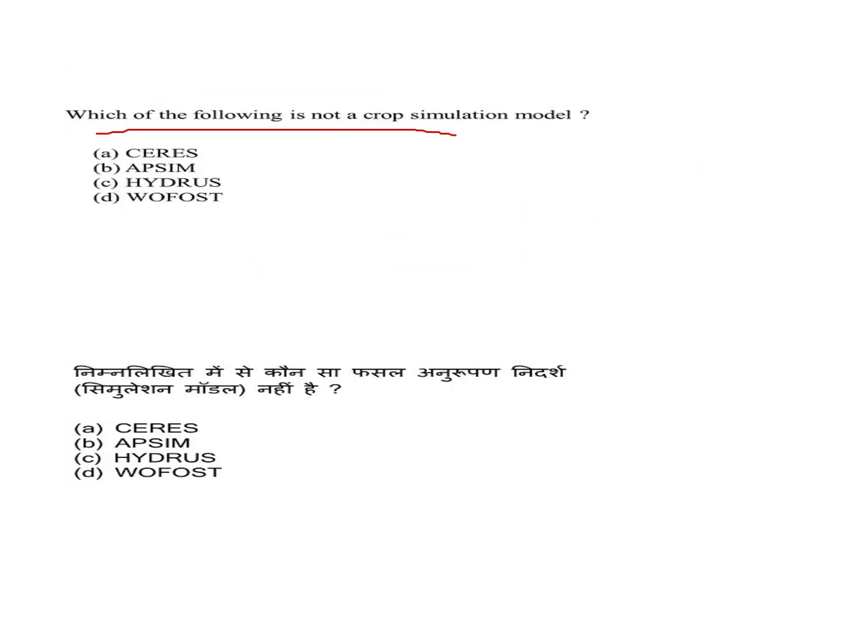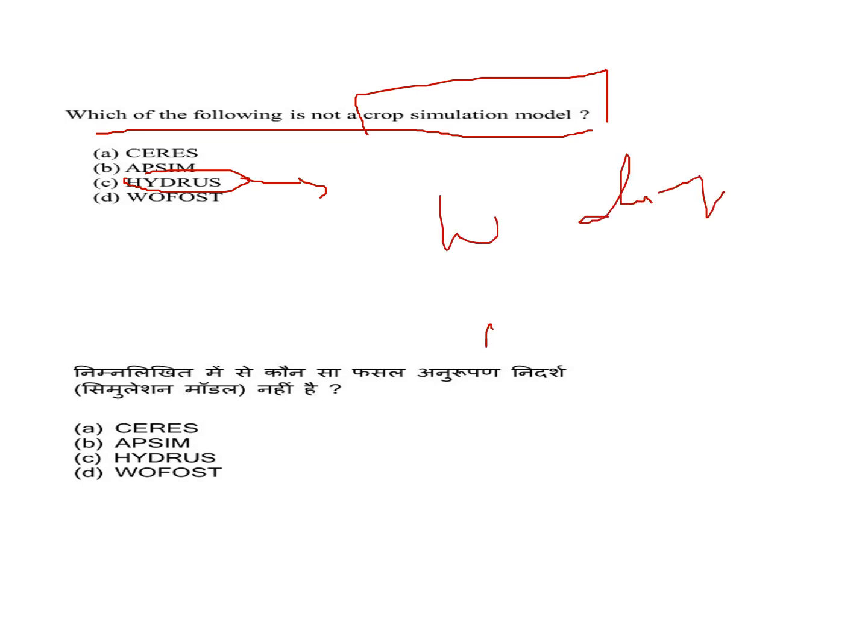Which of the following is not a crop simulation model? The answer is Hydrus. Hydrus is not a crop simulation model. It is a model for simulating water flow, heat transport and solute movement.